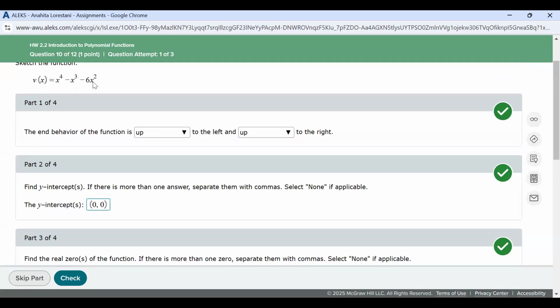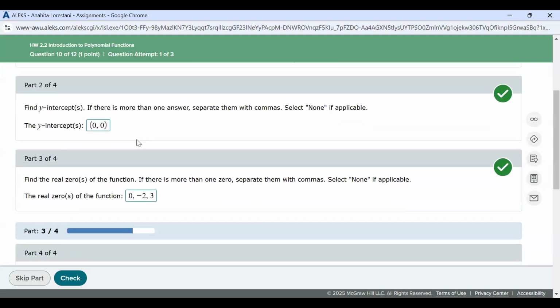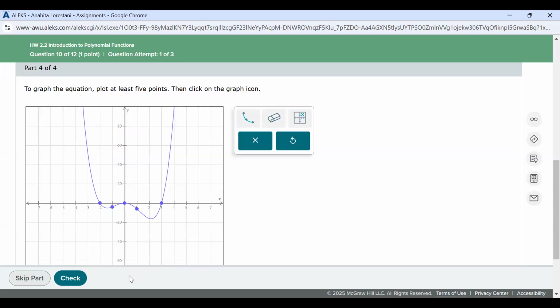Substitute 1 for x, do the arithmetic. We got -6, then substitute -1 for x. We got -4, and those are my 2 other points.